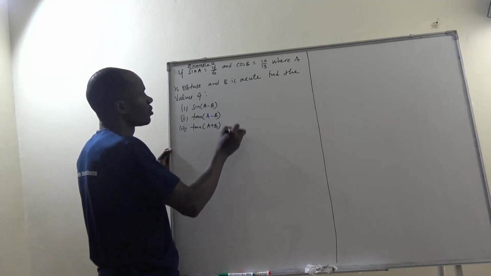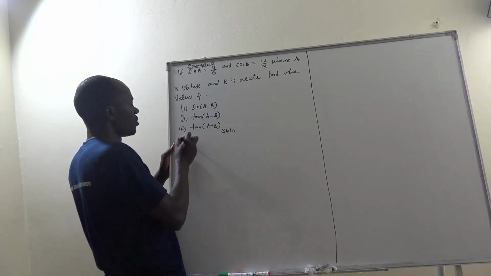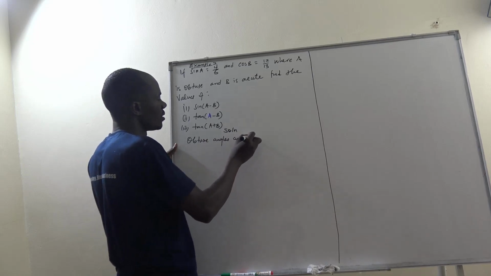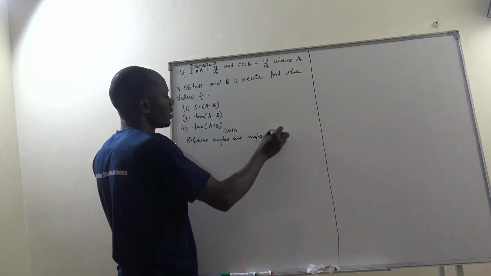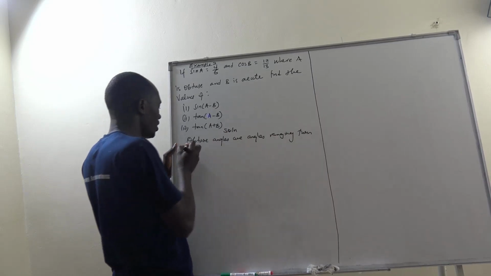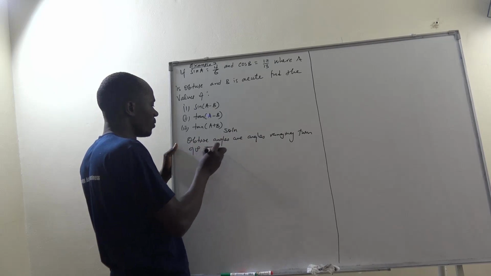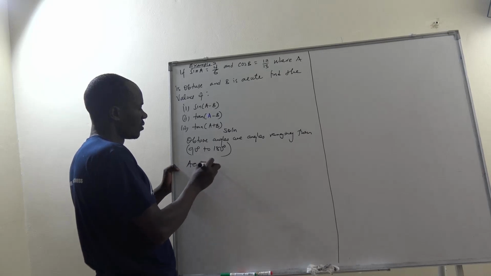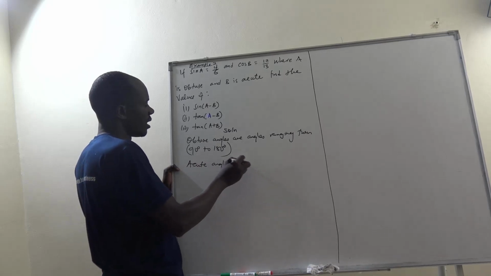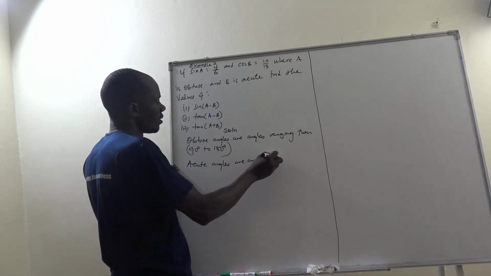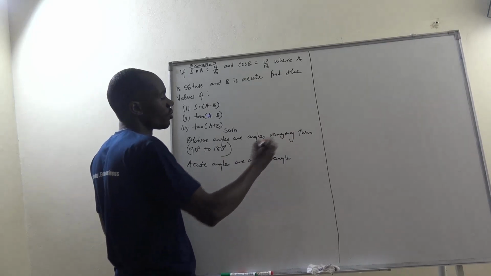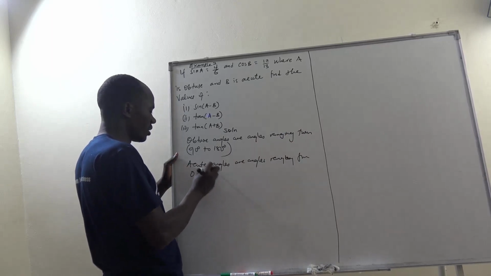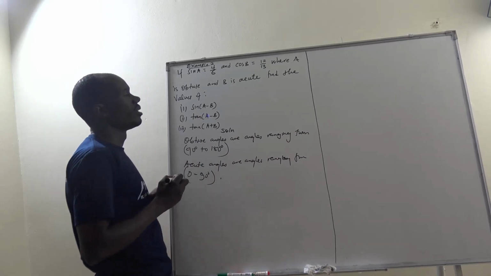Now, when we talk about obtuse angles, what comes into your mind? Obtuse angles are angles ranging from 90 degrees to 180 degrees. What about acute? Acute angles are angles ranging from 0 to 90 degrees, or below 90 degrees. That's what I call them.